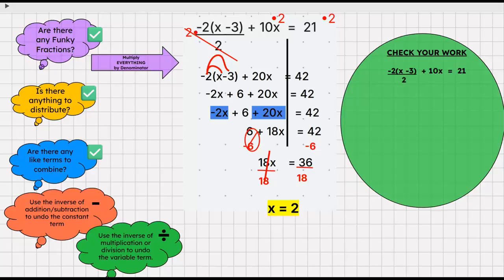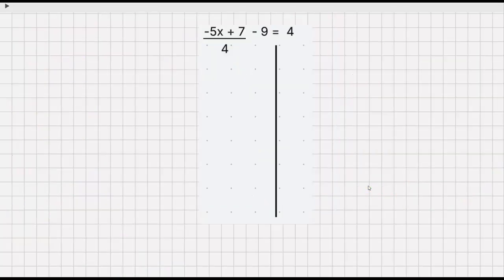Negative 2 times x minus 3 over 2 plus 10x is equal to 21. Negative 2 times 2 minus 3 all over 2 plus 10 times 2 is equal to 21. Negative 2 times negative 1, that's positive 2 over 2. It's going to give us 1 plus 20 equals 21. Boy, we definitely did it. 21 equals 21. Let's look at another example.